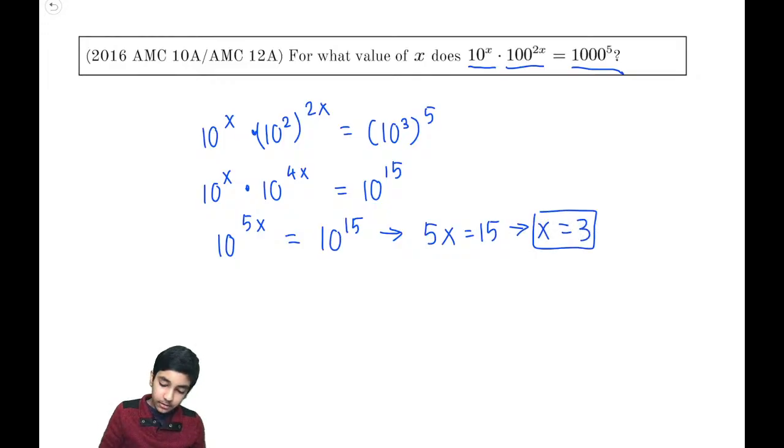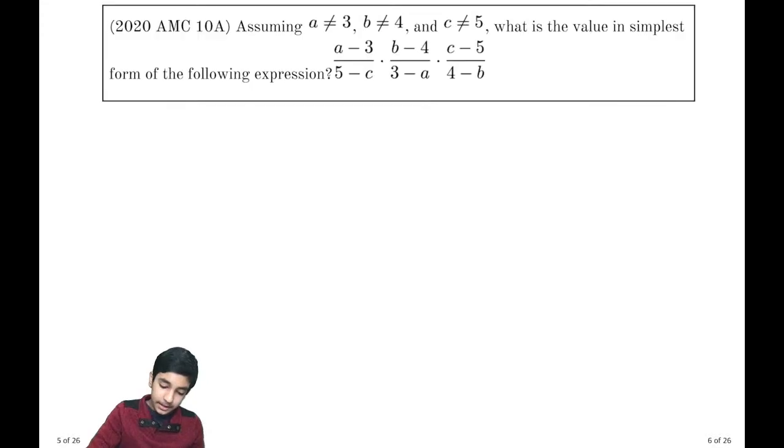So now let's move on to another easy problem from the AMC 10. Assuming a is not equal to 3, b is not 4, and c is not 5, what is the value of this expression?